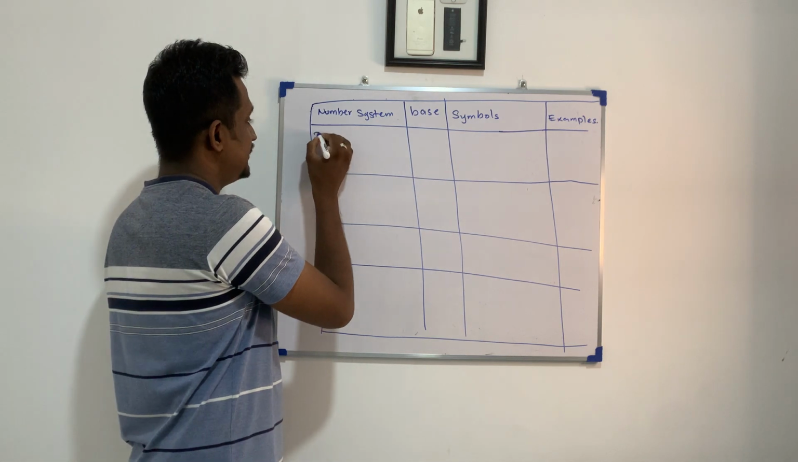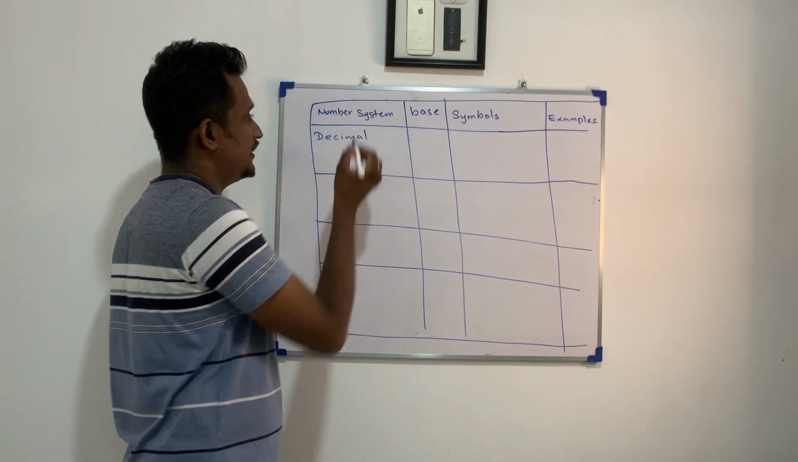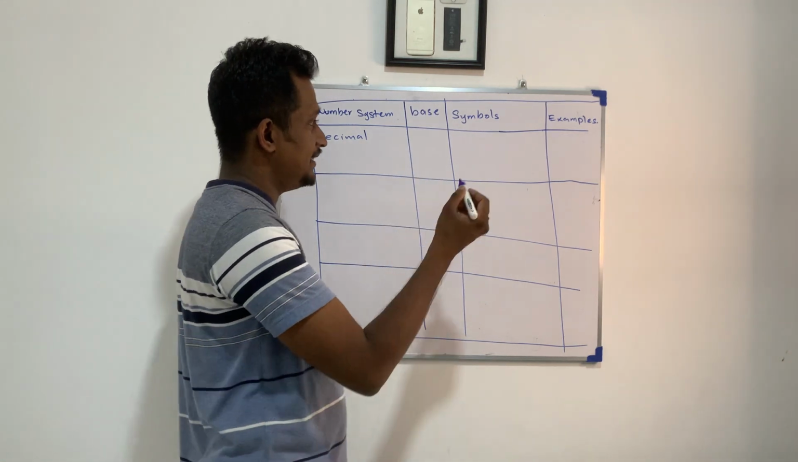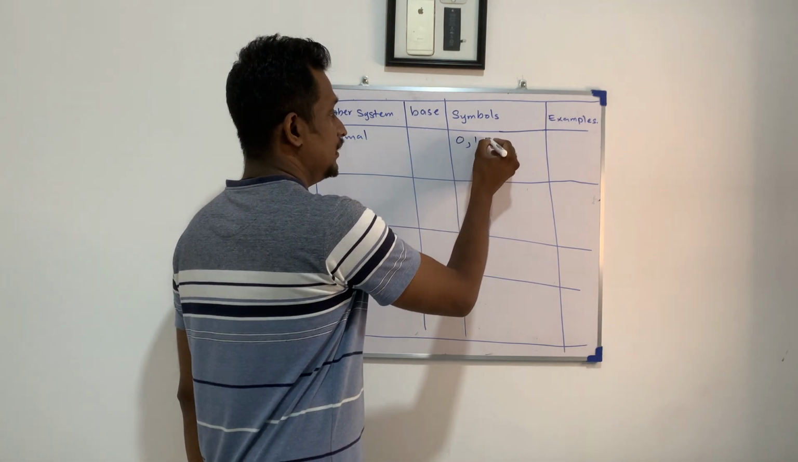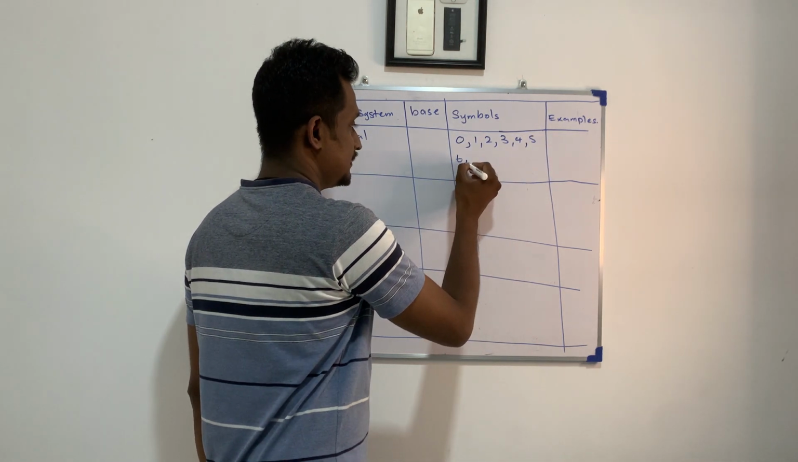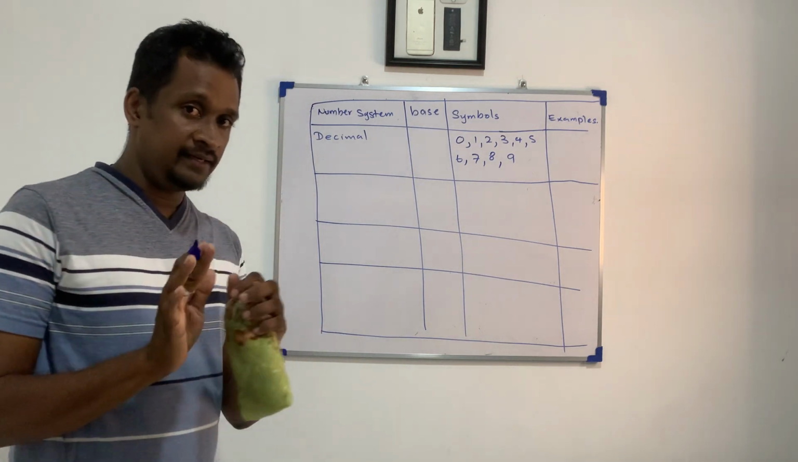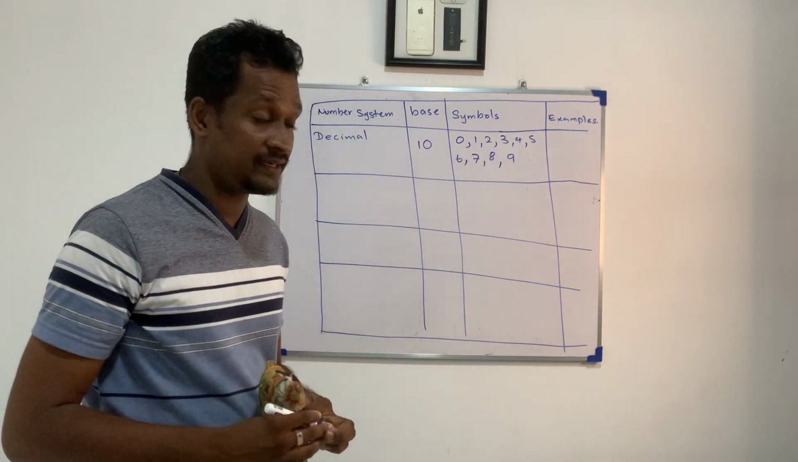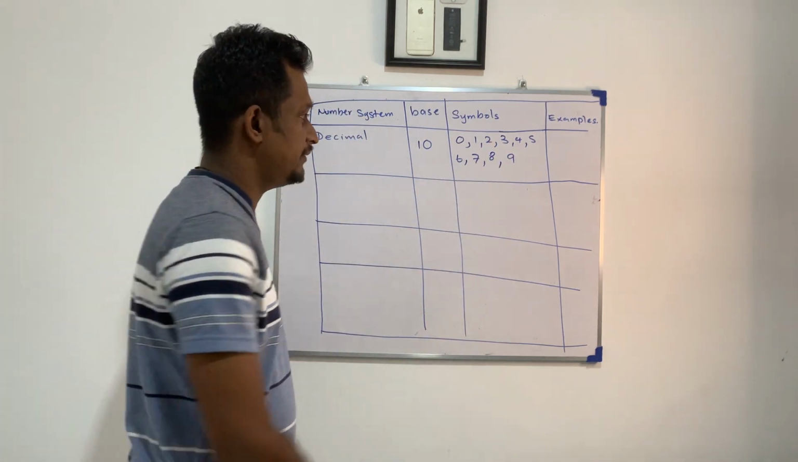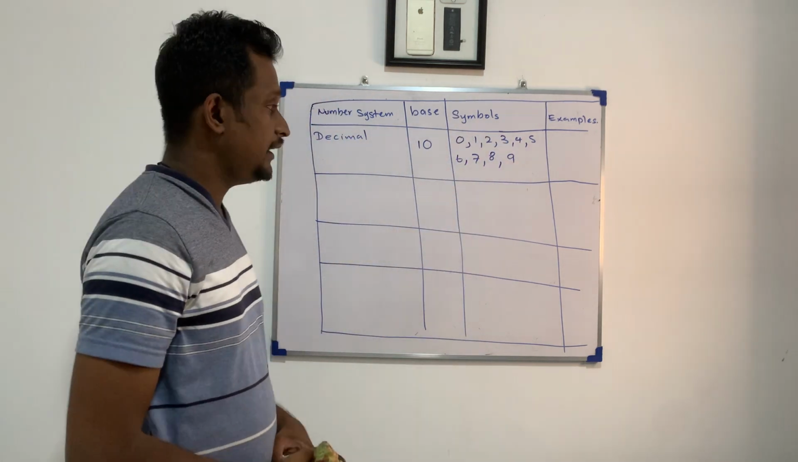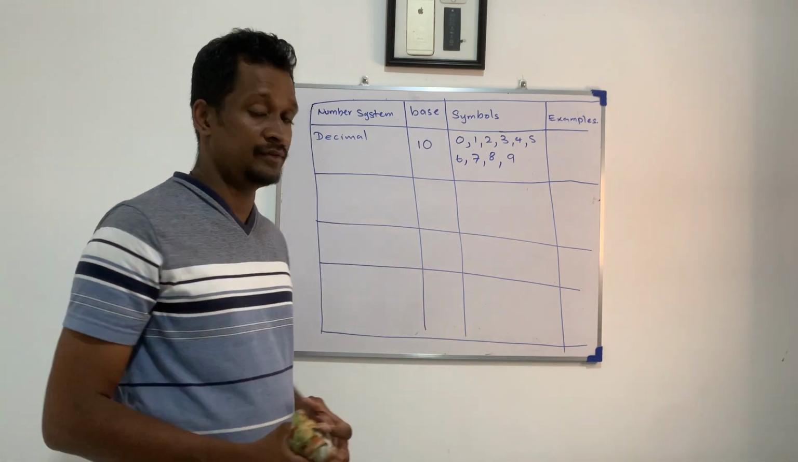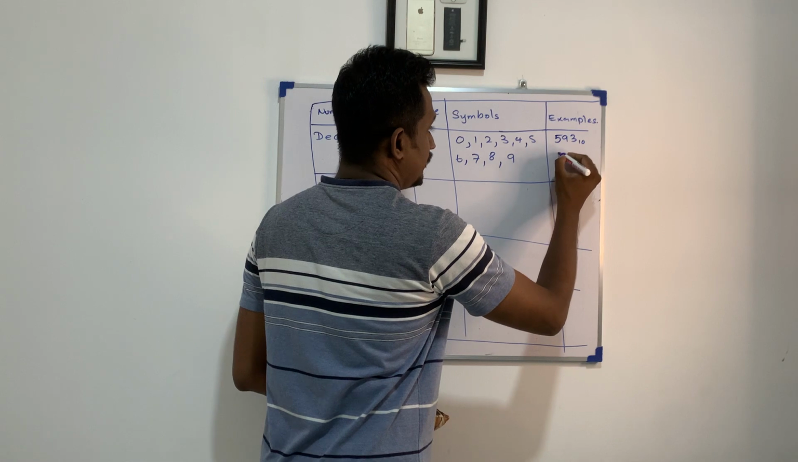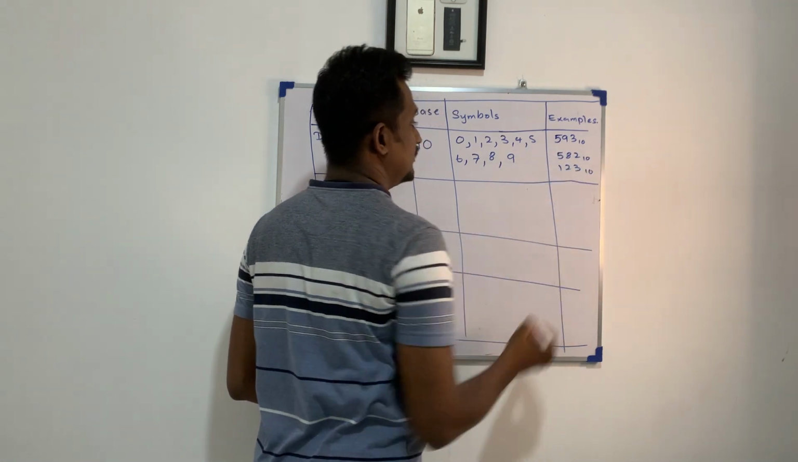The first number system we have to learn is the decimal number system. Normally we use decimal numbers without writing the base. Let's see what symbols we use: 0, 1, 2, 3, 4, 5, 6, 7, 8, 9. There are 10 different symbols, so we can call this base 10, because we use 10 different characters, 0 to 9. If you use 10 different symbols to represent a number system, that is called a decimal number or a base 10 number. Examples: 593 base 10, 582 base 10, 123 base 10.